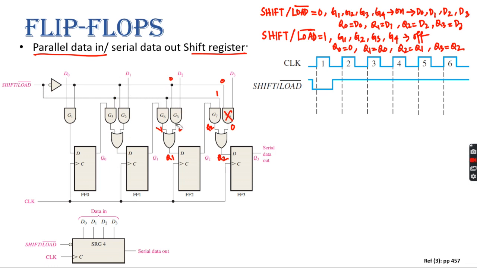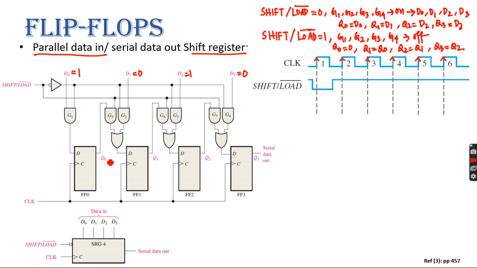So here, suppose this 4-bit number is 1, 0, 1 and 0 that we need to transfer from left to right. So as you can see, these flip-flops are positive edge triggered, right? So we need to consider only the positive edge, not the negative edge, right? Yes, sir. So now what will happen?